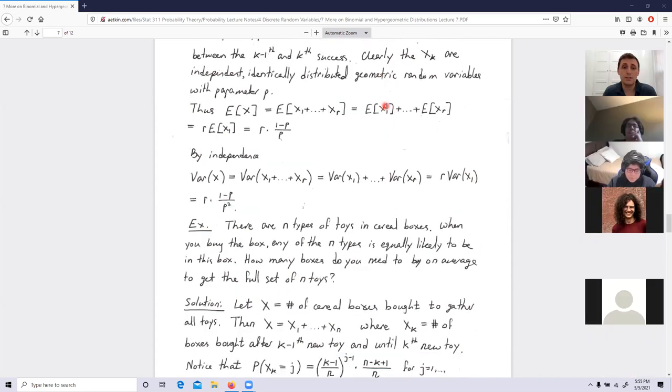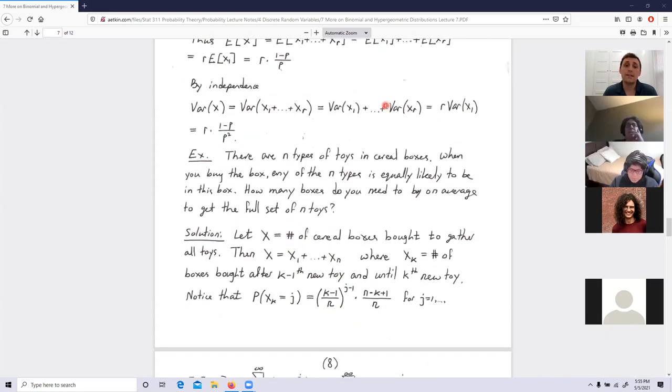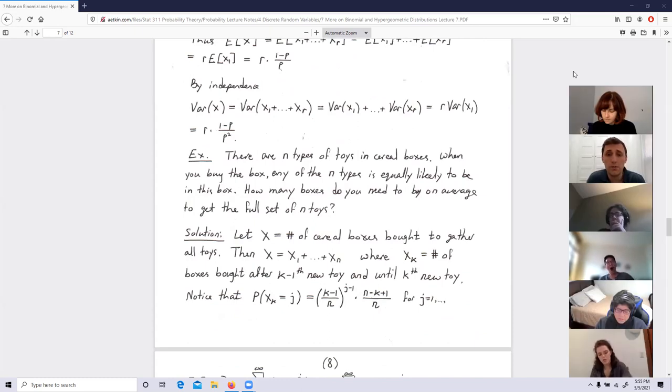So here, guys, let's do this question together. So X is the total number of cereal boxes collected until you have all the toy types, okay? And then I'm going to define X1, the number of cereal boxes you need to gather to get the first new toy. X2, the number of cereal boxes you will need to gather to get the next new toy. So once you have a first toy, then when will you gather the next new toy? And all the way to Xn, that's the time when you gather the last new toy. You understand?